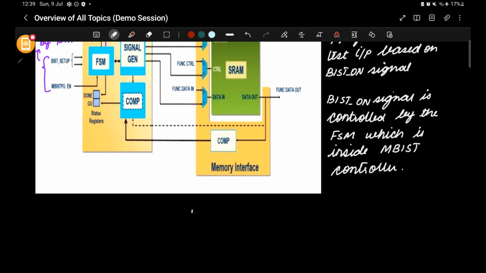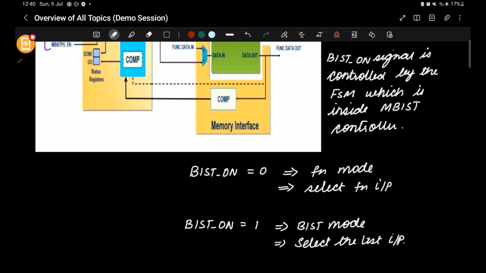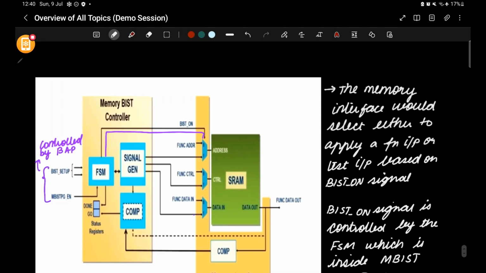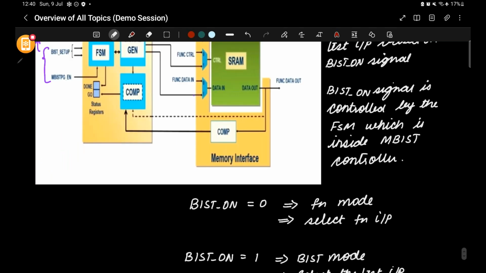Okay. So as I told, when the BIST on signal is 0, it is in functional mode, and it will select the functional input. When the BIST on signal is 1, that is BIST mode, and it will select the test input. Now we are going to focus on when BIST on is 1, and see what happens.